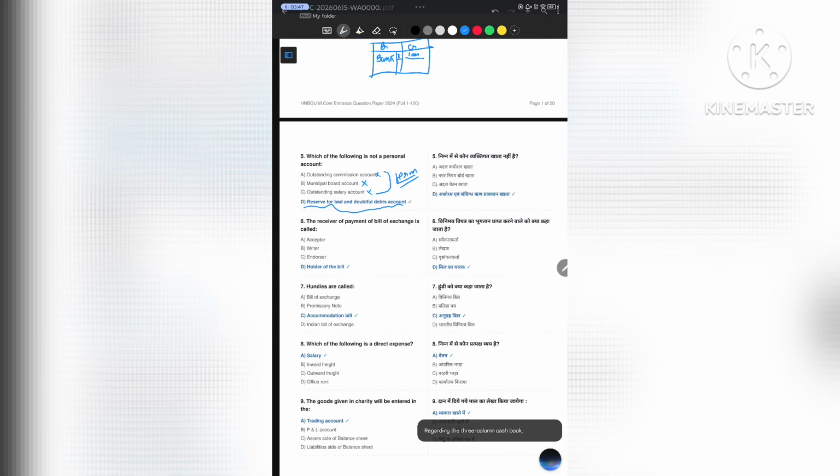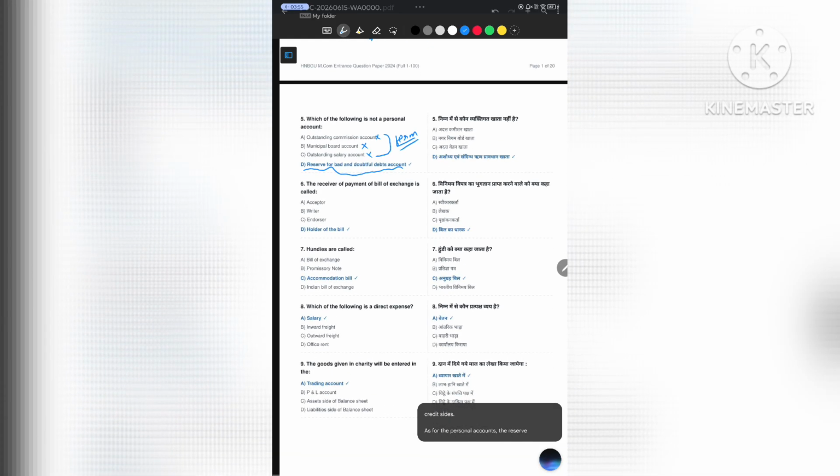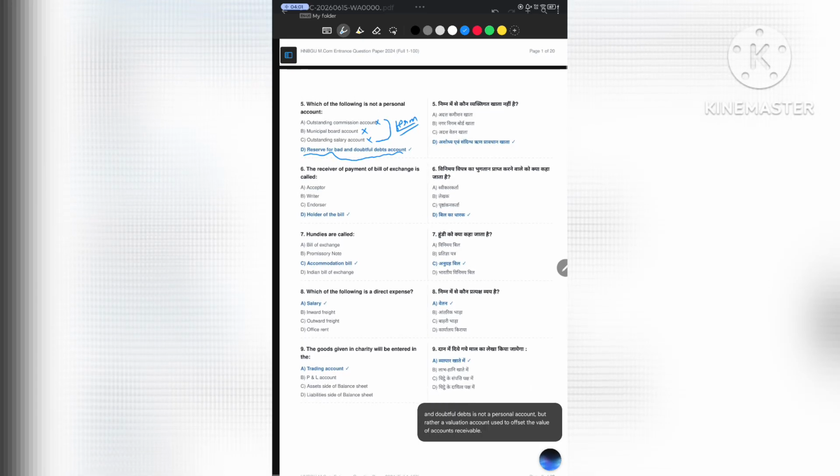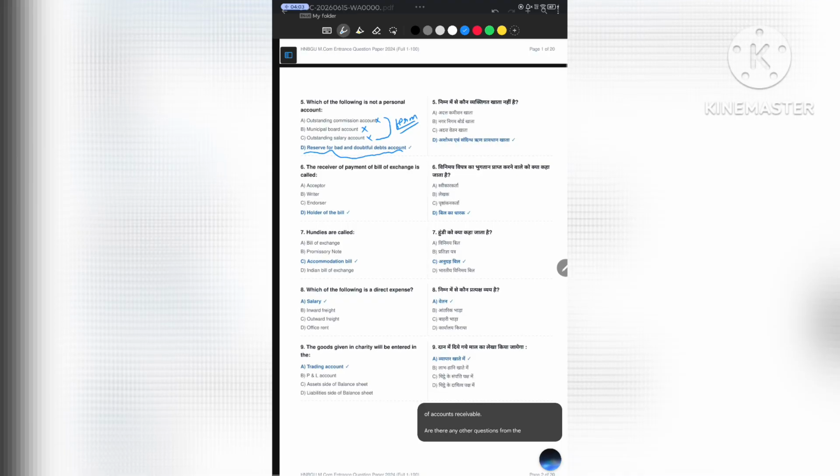Regarding the three-column cash book, when cash is withdrawn from the bank for office use, it's a contra entry and is recorded on both the debit and credit sides. As for the personal accounts, the reserve for bad and doubtful debts is not a personal account, but rather a valuation account used to offset the value of accounts receivable. Are there any other questions from the paper?